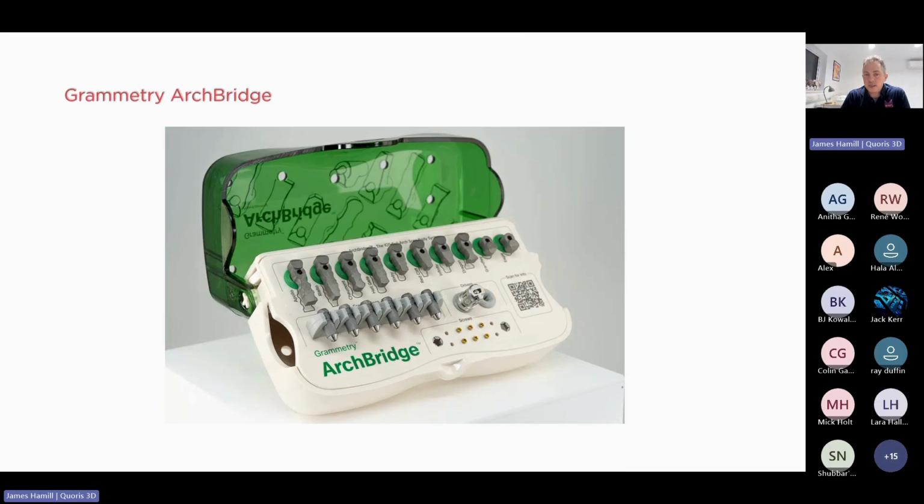This is the ArchBridge kit. Across the top row, you will see 10 individual scannable scan bodies. These have all got removable screws, which are at the bottom. They are screwed in place by the vortex screw. That means that if your screw gets worn or damaged, you can simply replace it without having to replace the whole scan body, which is a very good thing.